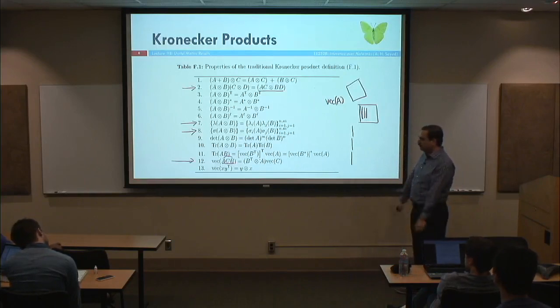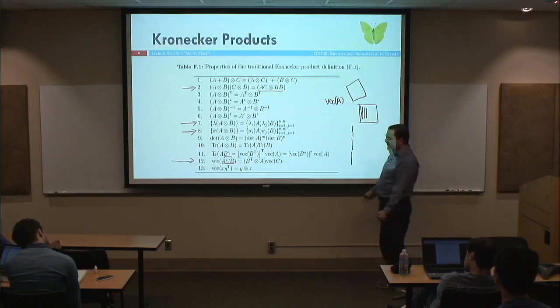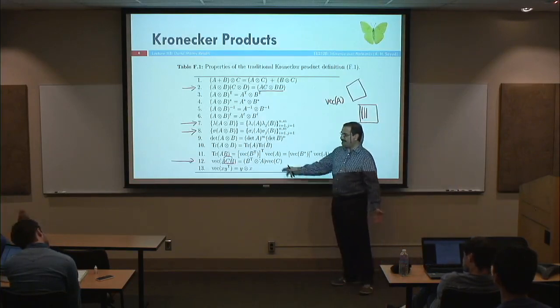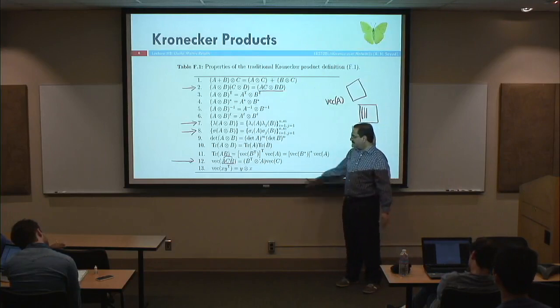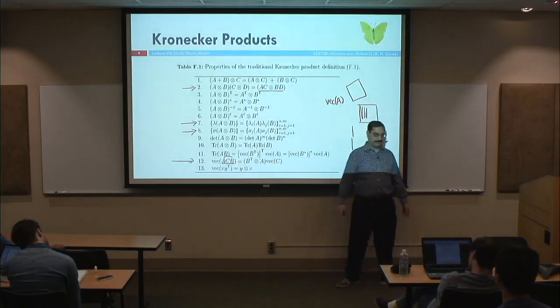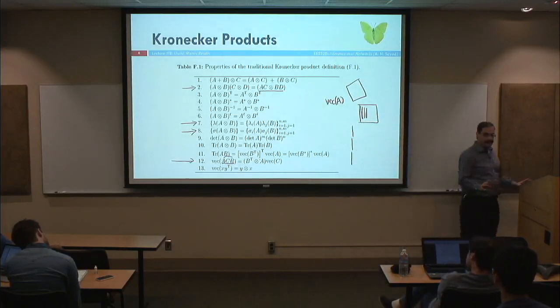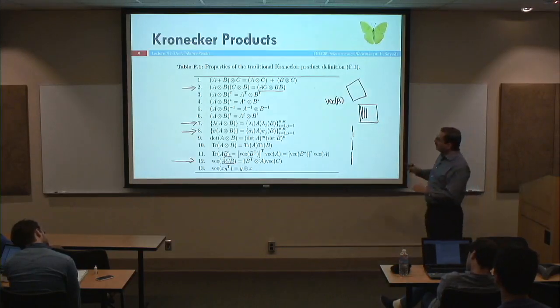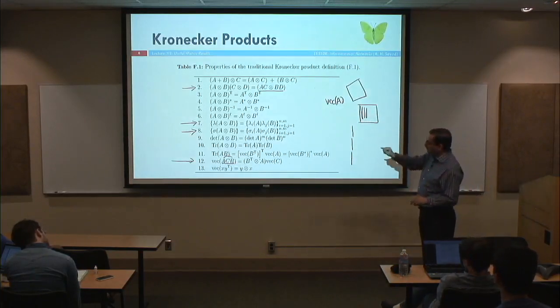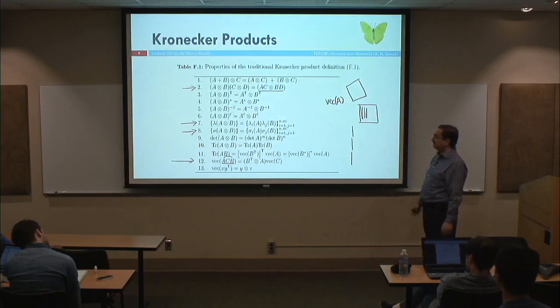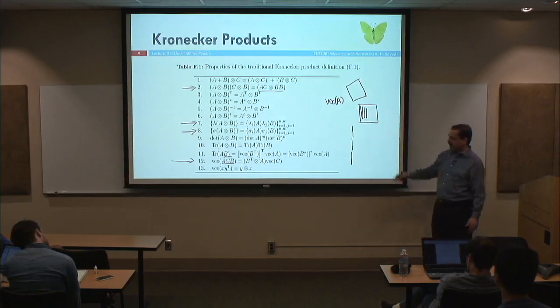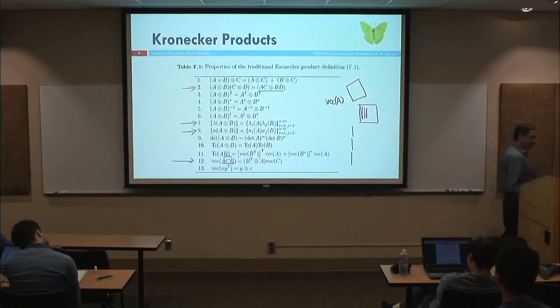Property 13 is a special case of 12. X and Y are two vectors. X is a column, Y transpose is a row. So C is 1, so there is no vec C, and you will get Y Kronecker X there. So you need to be familiar with some of these properties, especially number 12 and number 7. And of course, the other properties are also very useful.